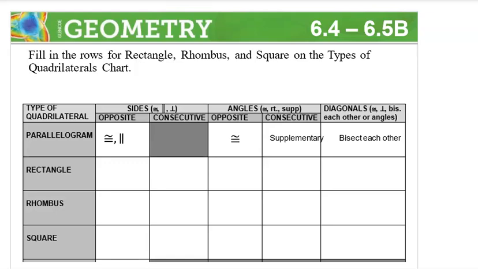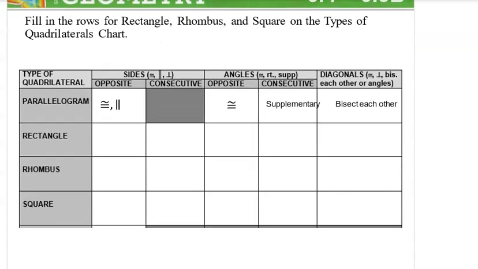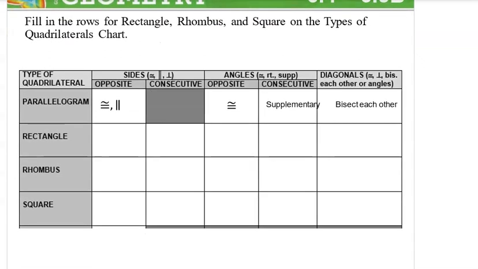This is note 6.4 to 6.5b. It is still over rectangles, rhombi, and squares, but we're going to add a little bit more dimension to this. So the first thing you need to do is remember that chart that we talked about in class. This is the part that has to do with parallel, rectangle, rhombus, and square. So real quick, stop the video and see if you can fill in all the information for this grid.